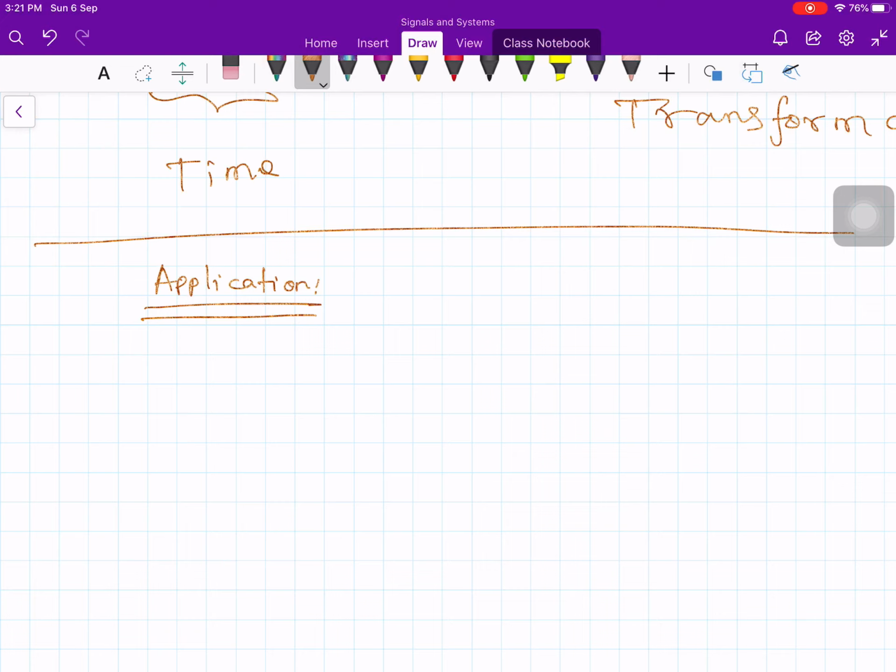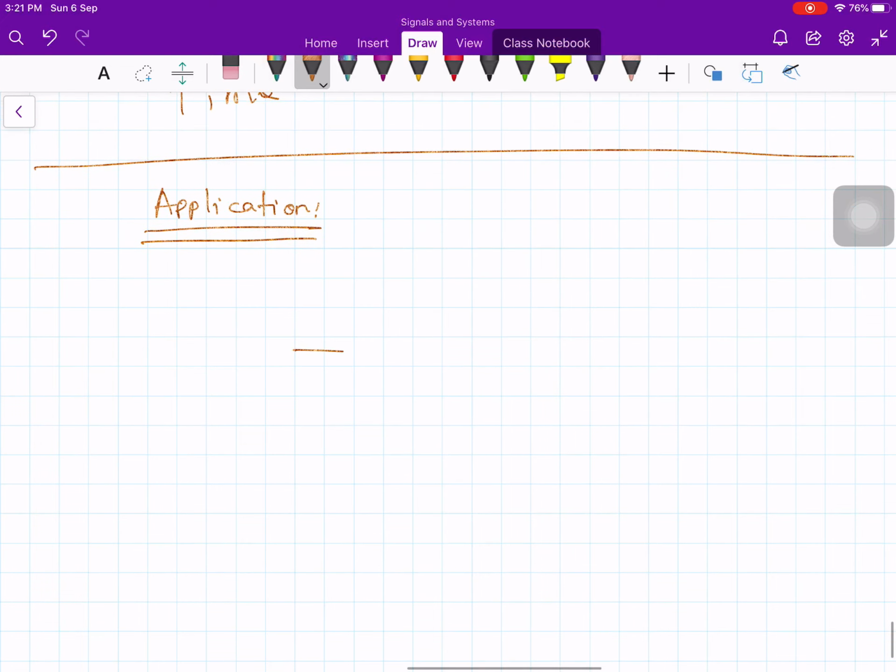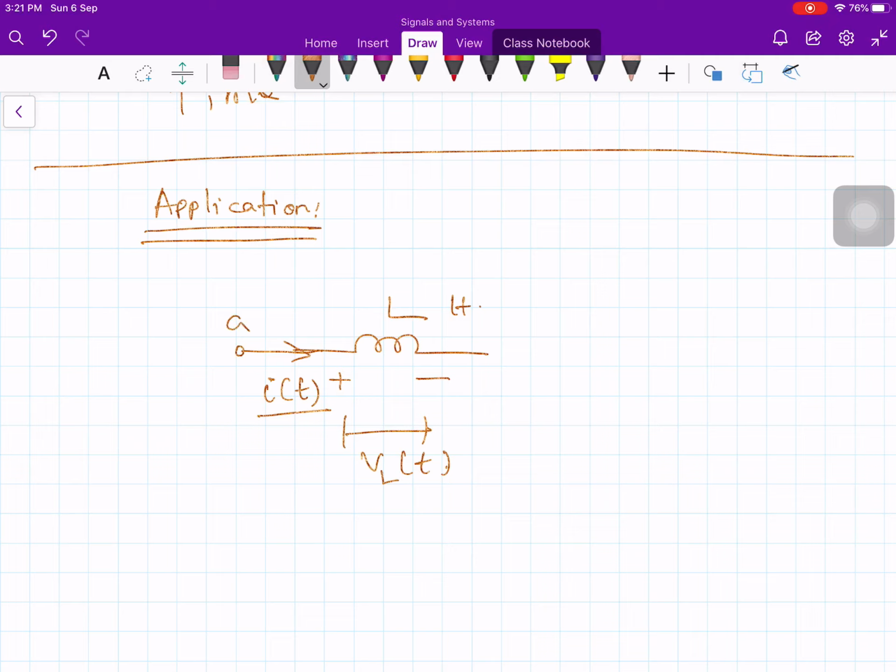Now let us consider an inductor. It is L Henry. Okay, and this inductor is carrying a current, let me denote it by i of t. Okay, and the voltage drop across it, the entering point is positive and the leaving point is negative. So the voltage drop is vL of t. Okay, so the voltage across the inductance be vL of t. So these are the two terminals of the inductor. Let's say this is A and B, a two terminal device, and you have a current i of t which is passing through L and generating the voltage vL of t.